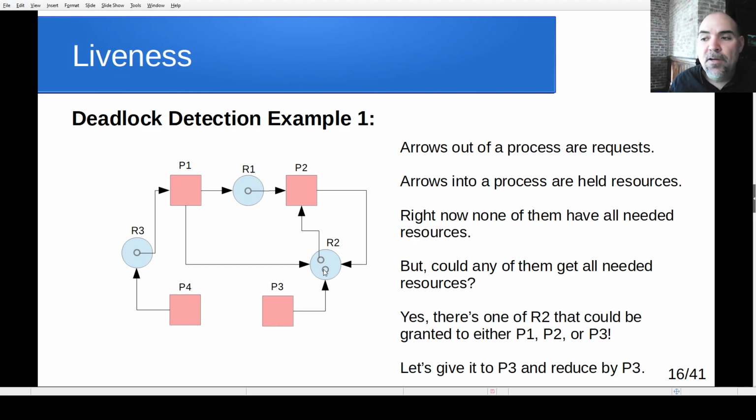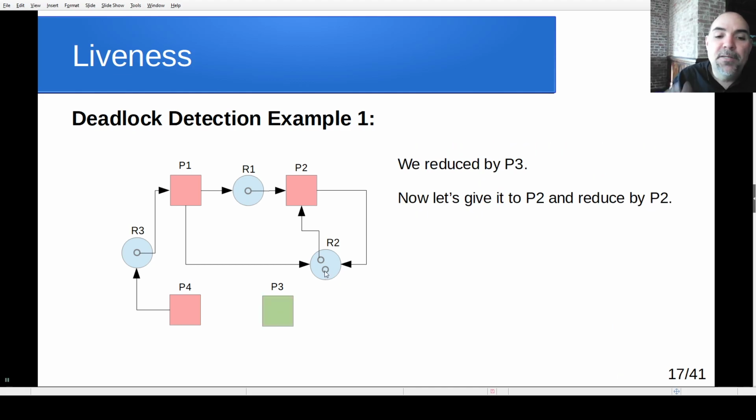All right, so let's go ahead and give it to P3 and have him finish. He only needs one thing, so let's give it to him. He picks that up, he finishes, and that means we can reduce the graph by P3. We don't have to really wait for it to finish. We can just assume he could get everything he needs and be done. So let's assume he did that.